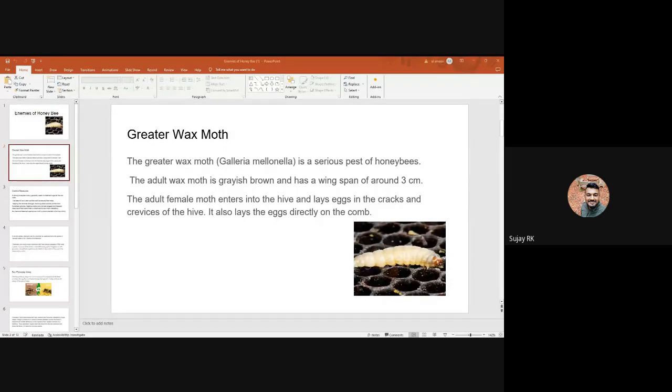And the other wasp is the bee predatory wasp, or the Vespa orientalis, what we call it, and Vespa aurea, Vespa mandarina, Vespa tropica, Vespa bicolor. So these are the other forms of bee predatory wasps.